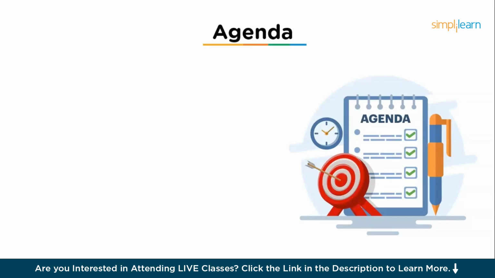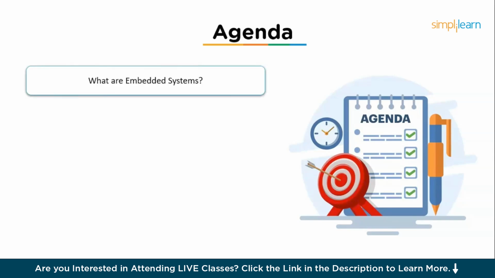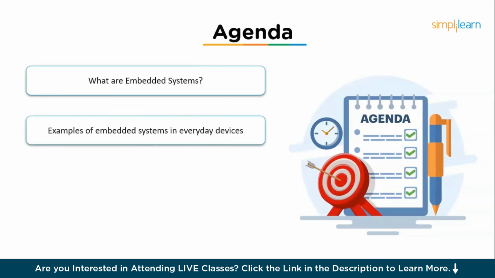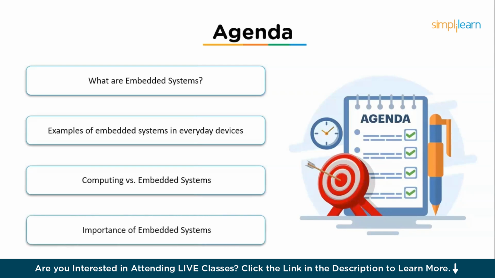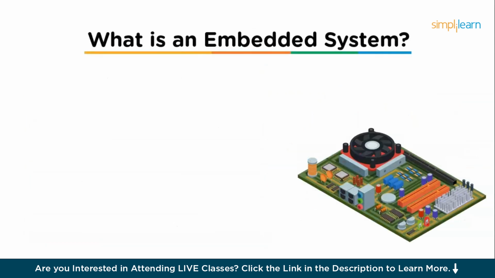So let us get into the agenda first. Here's what we will cover in the lesson. First, we will define the embedded system. Then we will explore its components and look at everyday examples. After that, we will compare embedded systems with general purpose computers. Finally, we will understand why embedded systems are so important, especially in industries like healthcare, automobiles, and IoT. So let's go. First, we'll see what is an embedded system.